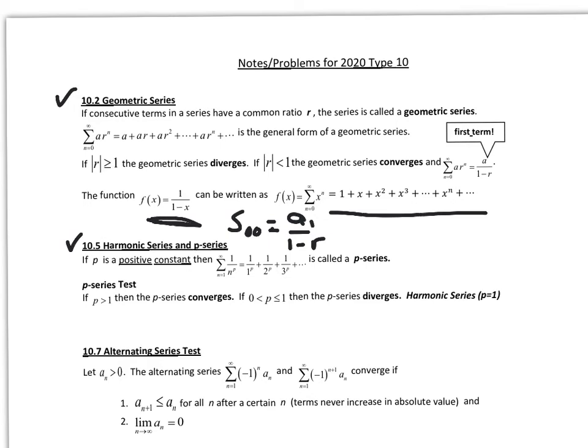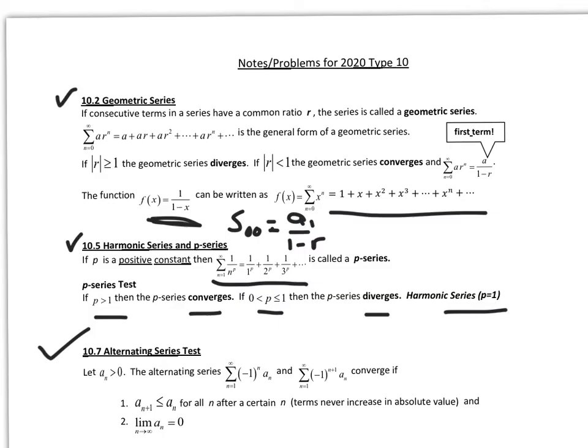Then a harmonic series and P series, you need to know when those converge and when they do not. So a P series is when we have n to the P power, and it's 1 over that. So if P is greater than 1, then the P series converges. And then if P is between 0 and 1, then it diverges. Harmonic series is our favorite one to talk about, but that's when P is equal to 1, therefore the harmonic series will diverge. Unless, of course, it's an alternating series with a harmonic, then it would converge.